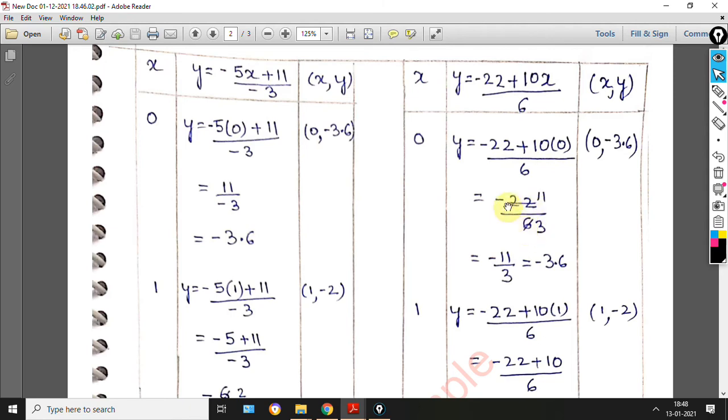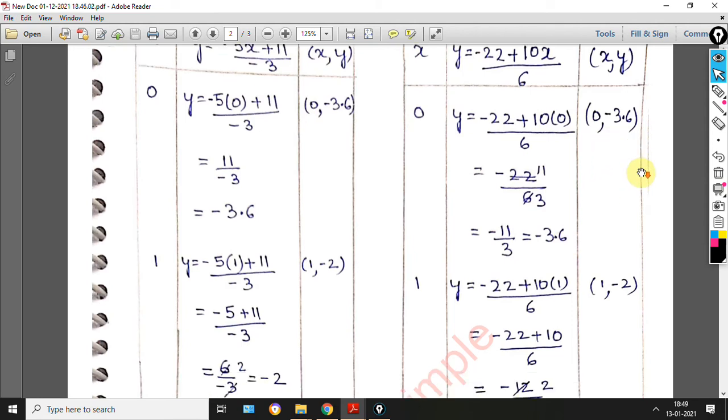So what are we doing? 2 11s are 22, 2 3s are 6, we will get. Here minus is there, that minus we are writing as it is: 11 divided by 3, equal to, minus is there, we are writing as it is. So when 11 is divided by 3, we will get 3.6. So here we are writing the x value, how much is it? 0 comma, how much is the y value? Minus 3.6 we wrote. Okay.